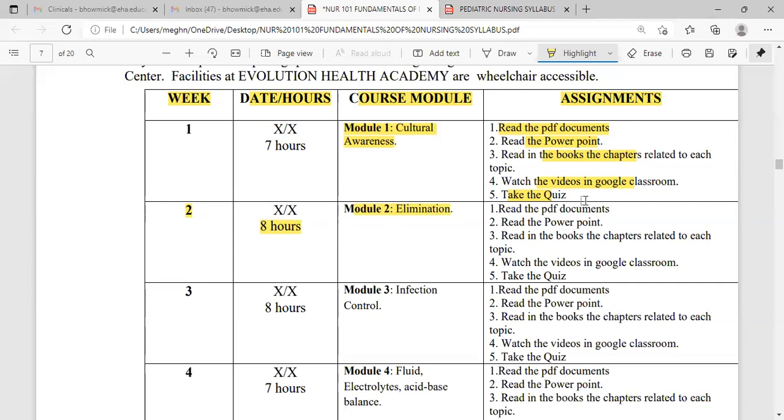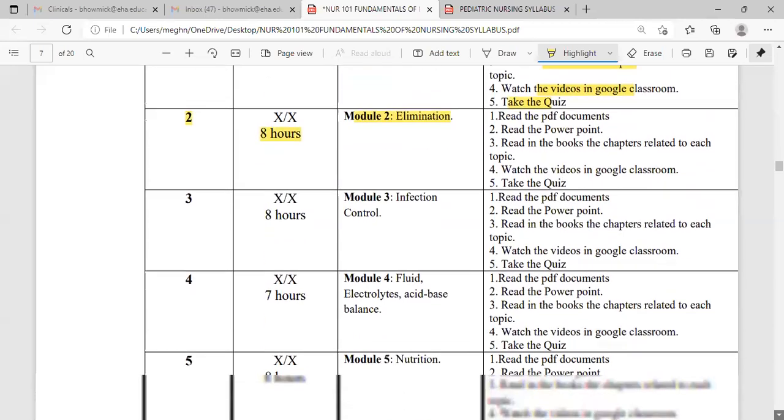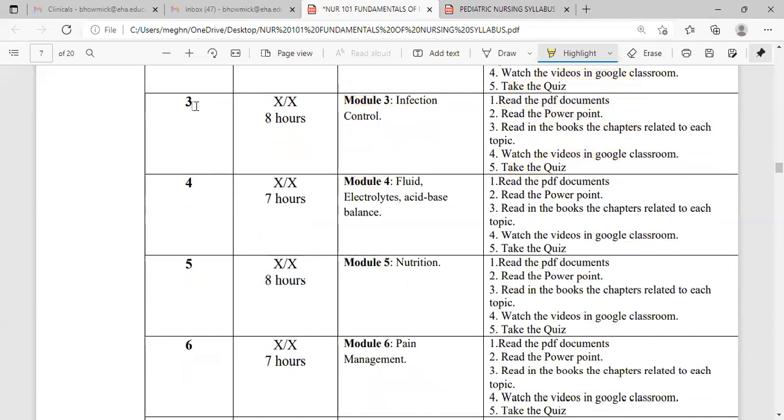Read PowerPoint, PDF, books and chapters, watch the video from Google Classroom, take the quiz. And week 3, 8 hours, module 3, infection control.